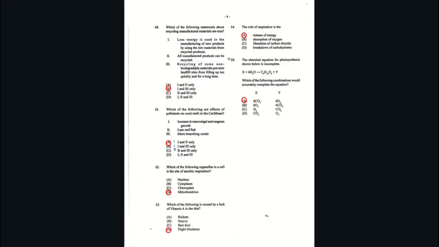So the end products of photosynthesis are going to be glucose, and also oxygen, and the inputs are basically water and carbon dioxide. So the answer for this is going to be A, 6CO2 and 6O2, and basically the 6 before it is just balancing out the equation.